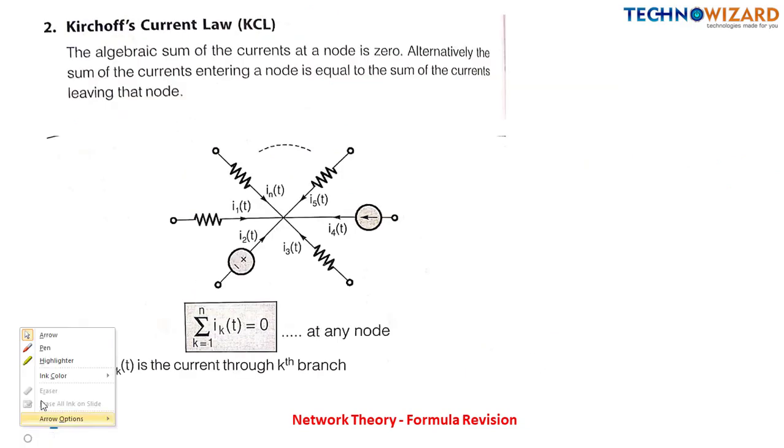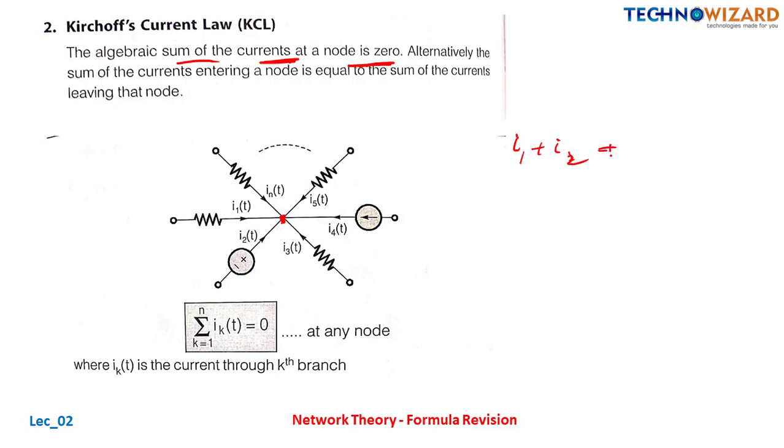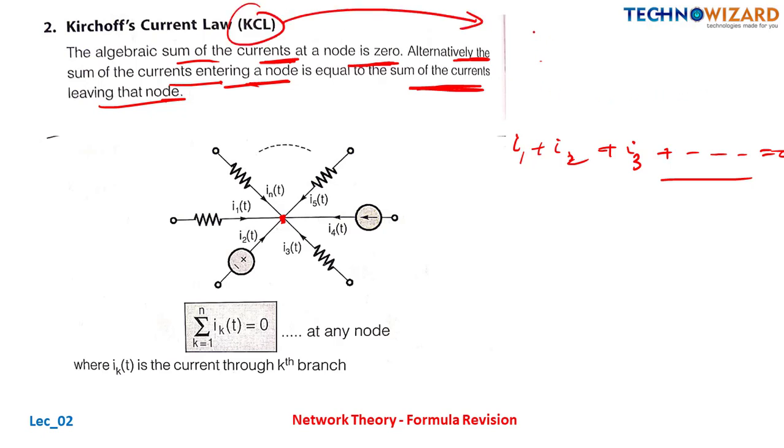Now second one is the KCL equation. What is KCL equation? The algebraic sum of the current at a node is 0. Now at this node, I1 plus I2 plus I3 plus I4, so on up to n is equal to 0. That means the algebraic sum of the currents at a node is equal to 0. Alternatively, the sum of the current entering a node is equal to the sum of the current leaving the node. So I can also write the sum of incoming current is equal to the sum of outgoing current for a KCL. Now this KCL equation is generally used in nodal analysis, when we use nodal analysis to solve our equations.